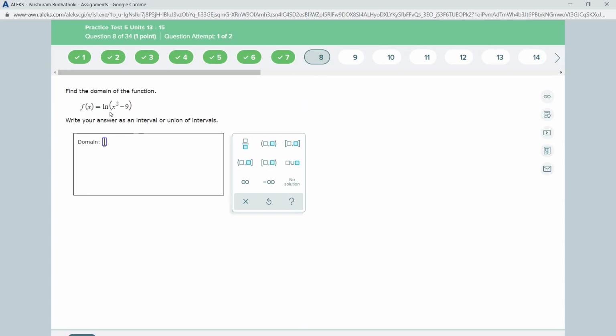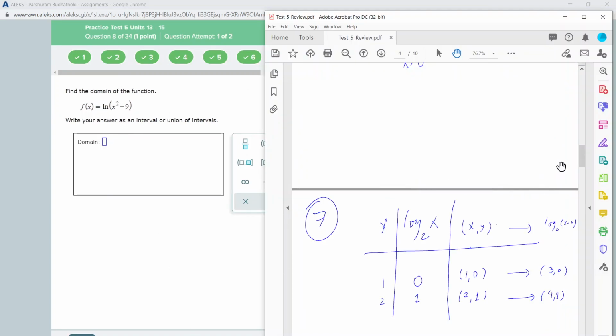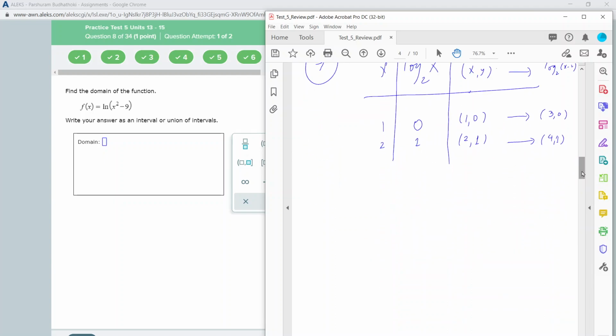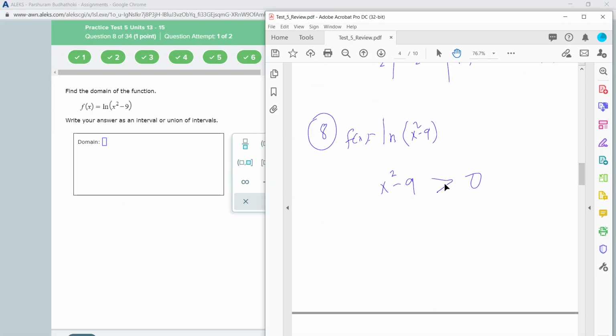Now find the domain. For finding the domain of this kind of function, this is a log function. There is one trick for finding the domain of a log function. Whenever you see log, which might be ln or log, whatever comes inside the parentheses, make that greater than 0. In this case, that's x squared minus 9. So the domain of f of x is where this expression is greater than 0. You need to solve this inequality.